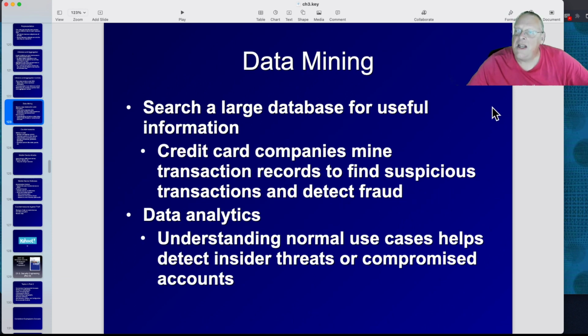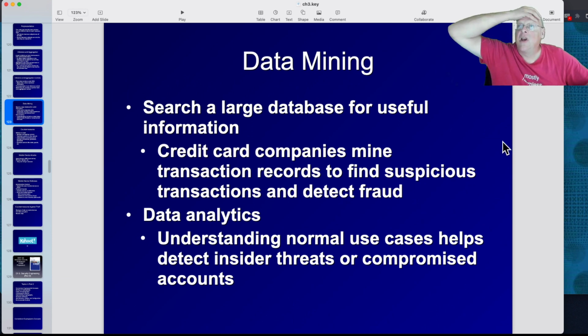And so data mining is a related activity. Data mining is where you search a large database for useful things. This is, of course, what Google does, and it's what a lot of people do, and this is what a lot of open source intelligence does. So credit card companies do this. Alison Miller, who's very famous, I think she might be the head of ISC² now, came and gave a guest lecture to my class a few years ago, and that was what she did.